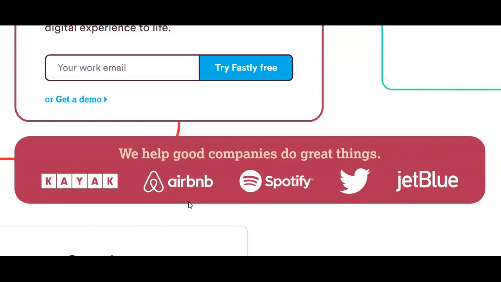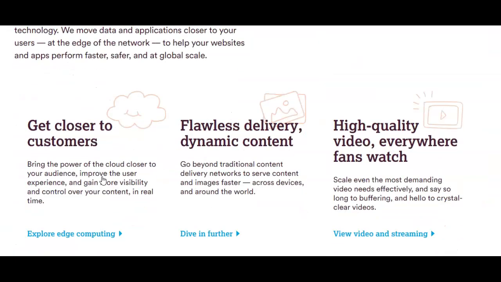A couple of their clients are Airbnb, Spotify, Twitter, JetBlue, and Kayak. They just deliver content faster. These companies spend lots and lots, I'm talking hundreds of thousands of dollars, sometimes even millions of dollars per year to speed up their websites.